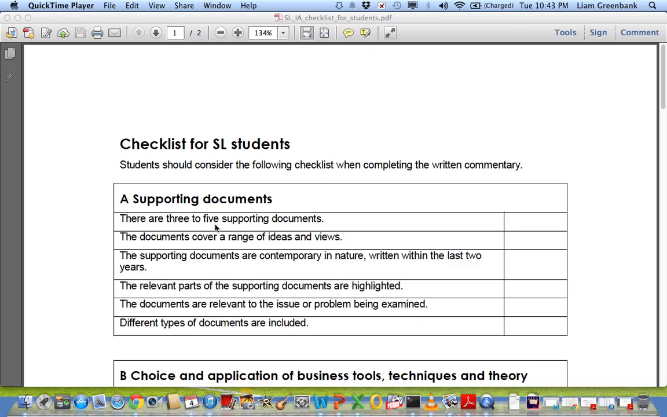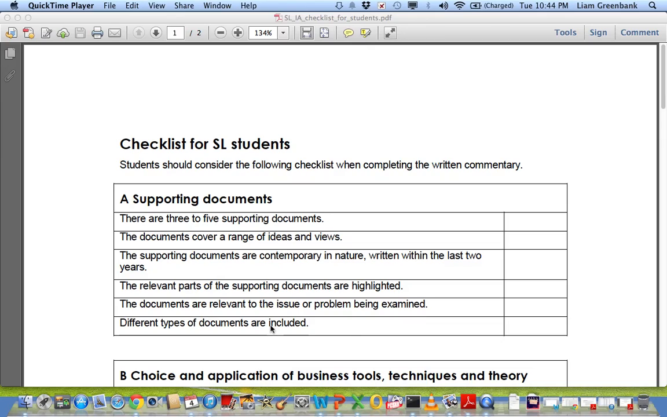Given that you can only have a maximum of 5 documents, I'm sure you're all making sure that each of those documents is as relevant as it can be and is as helpful as it can be in helping you answer your IA question. Different types of documents are included.